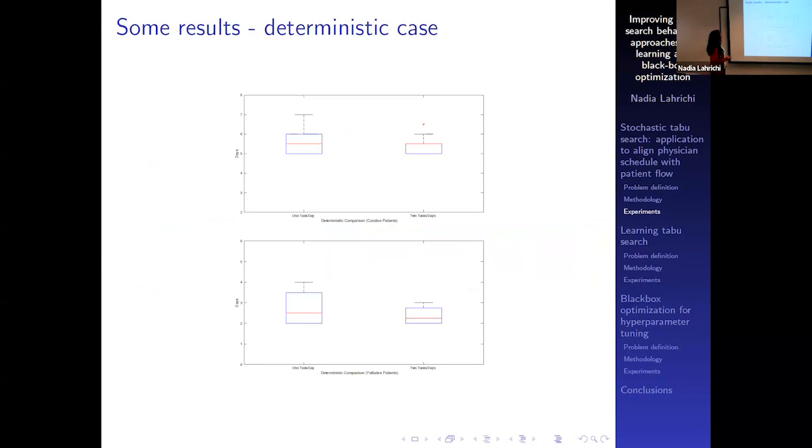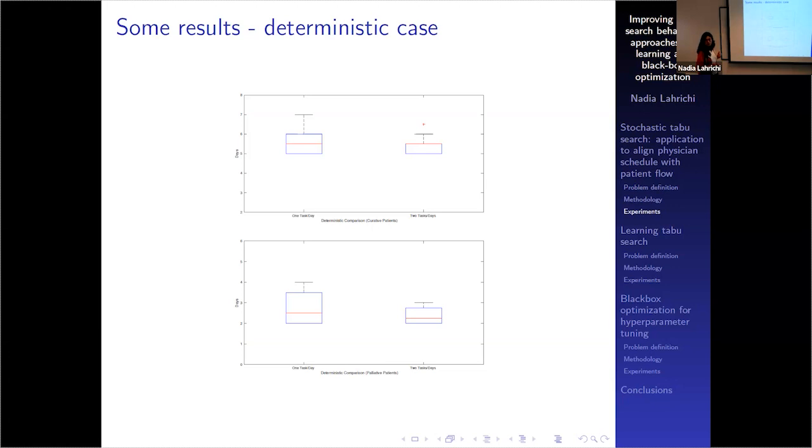Okay, so some results on the deterministic case. This is just to show that we obviously all know that having two tasks is better than having one task in a day, because then you have more flexibility. But just because we were doing the work with them, we wanted to show quantitatively that what they were doing was the best. So these are the pre-treatment durations for the curative patients, and these are for the palliative patients. As you can see, it's obviously shorter for the palliative patients because you want to speed up the process.